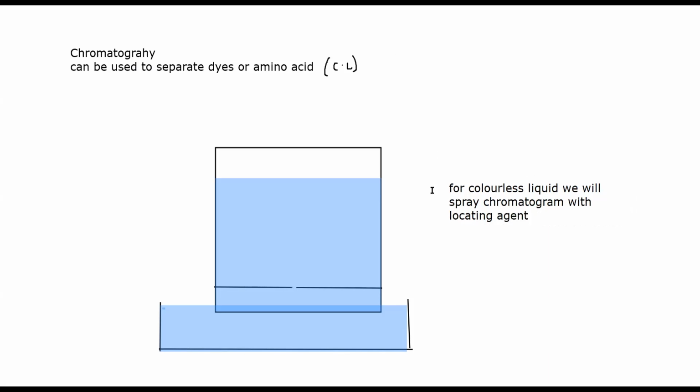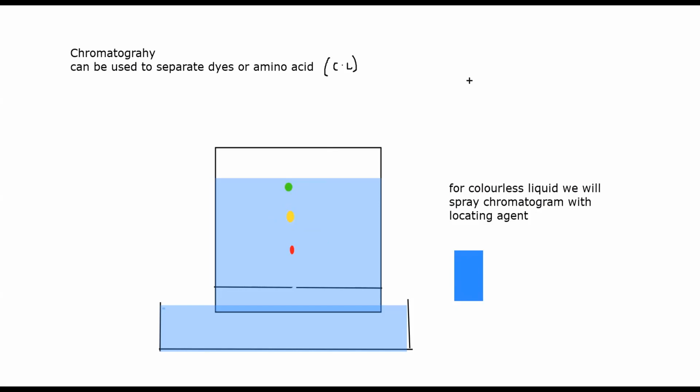As we spray with the locating agent, for example, this is a spray of a locating agent, we'll observe that the spots will appear on the chromatogram. Now the question is, is the sample of amino acid pure or impure? The sample of amino acid is impure because there are 3 spots.